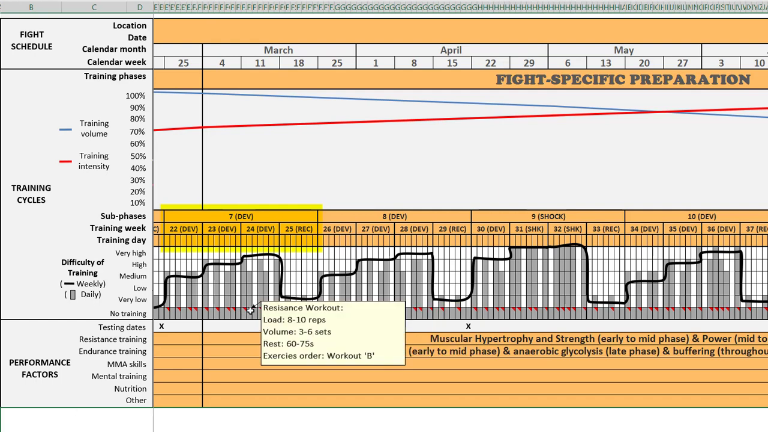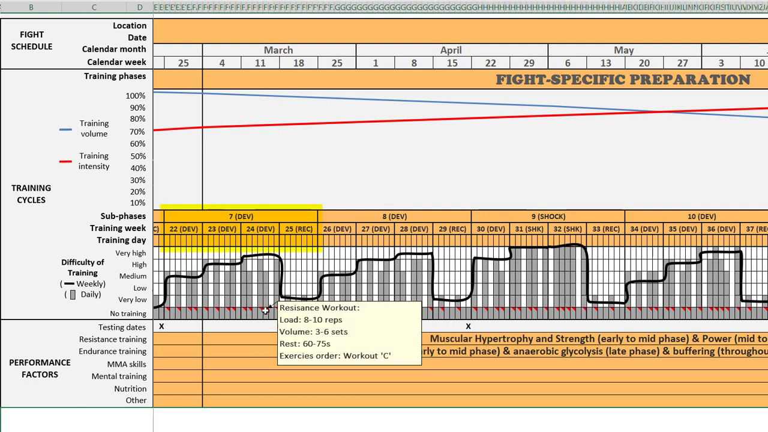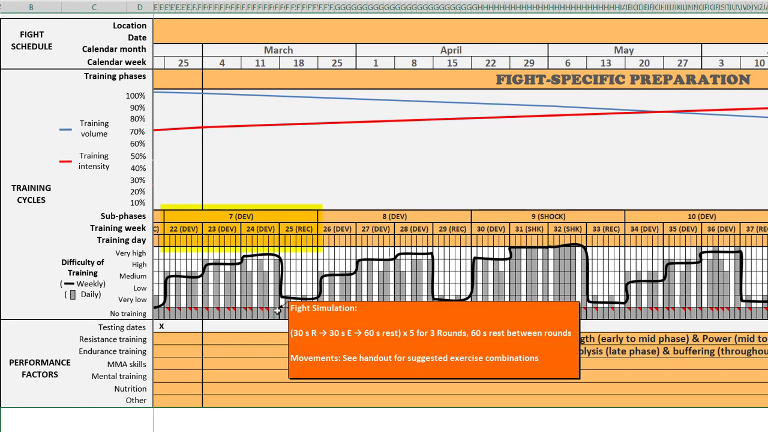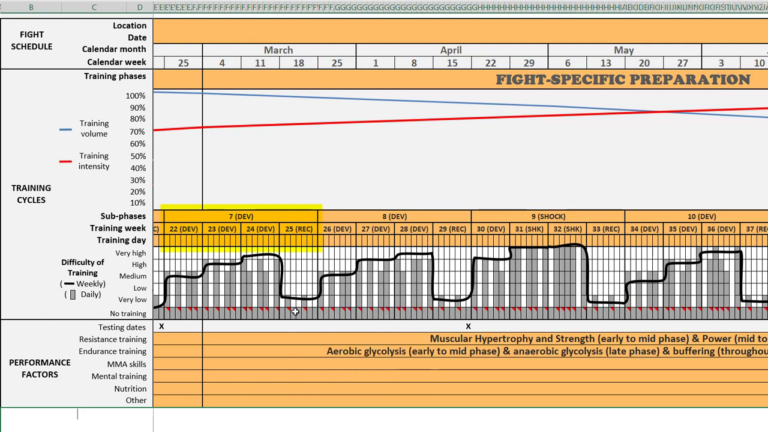So if we just quickly scroll through here, that's a resistance training workout, same pattern. There's the endurance training workout with the same pattern. Another resistance training workout. Obviously the workouts are again switching. And then at the end of the week we have this fight simulation. And so there's a lot of difficulty in this last training week. So again, I'll really emphasize the importance of the recovery week here to dissipate all the fatigue that had built up over this time.